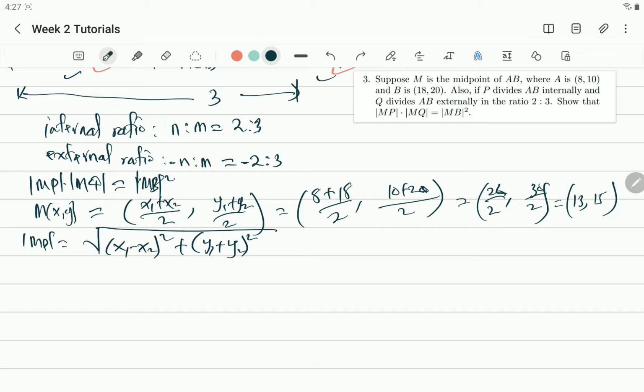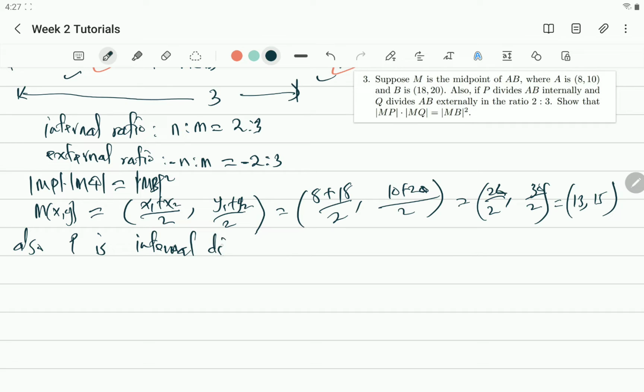Let me just clean the formula for the meantime, as we are trying to find the P. We just found M, we would also have to find P. P is the internal division, which we already know. I'm just trying to rewrite it so that we state the ratio. It has the ratio n is to m, which is equal to 2 is to 3. This way we can easily create the formula for P, the internal division.